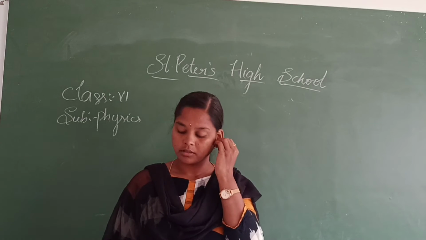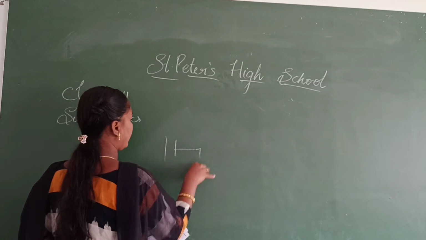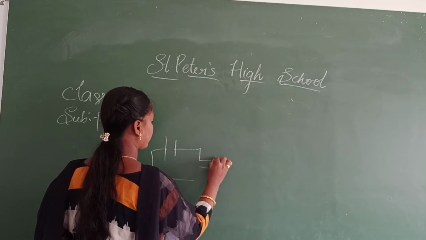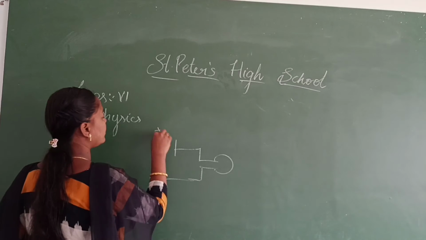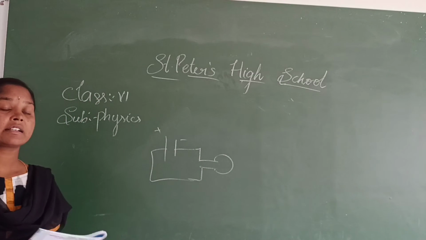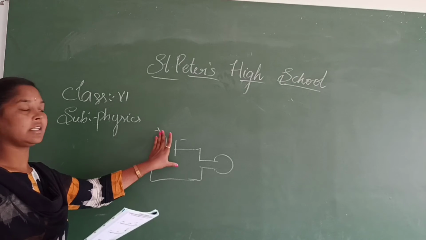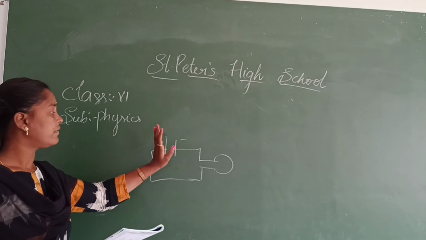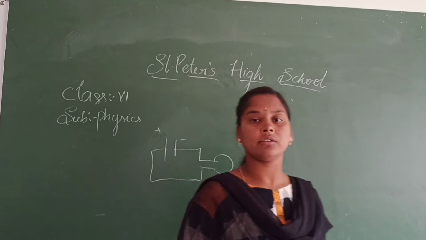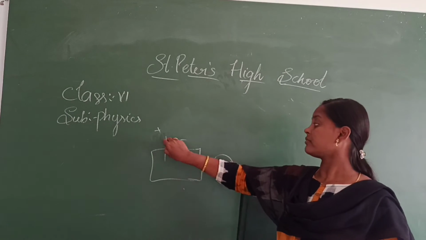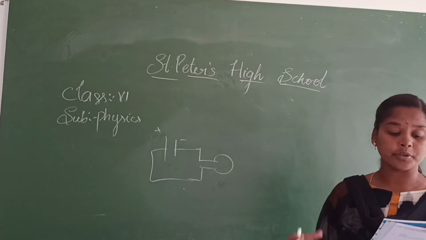So here, there is a diagram with a battery and a bulb. From the battery to electric, it is connected into which energy? From chemical energy. Cell is having some chemicals in it. From chemical energy to what energy? Electrical energy. So here, chemical energy is converted into electrical energy, and this electrical energy is converted into which energy?